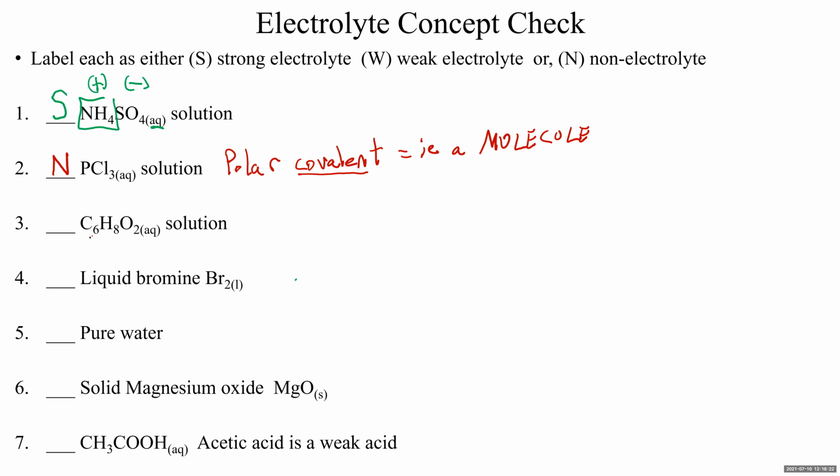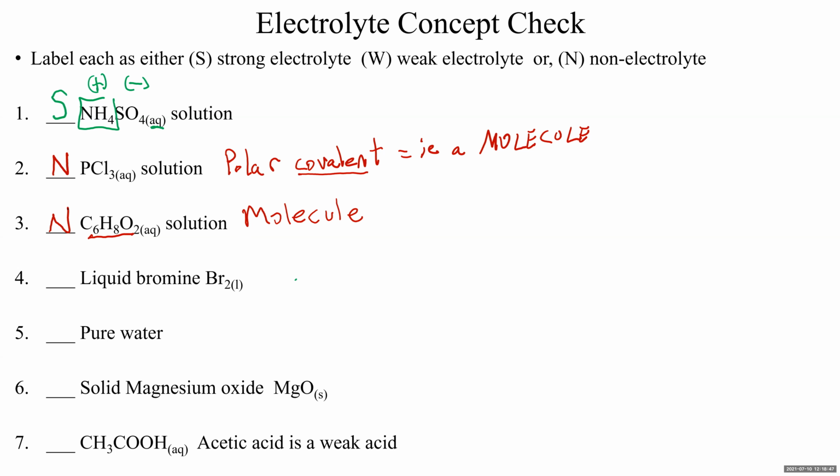How about the next one? Again, what kind of compound do we have here? Again, it's molecular. The fact that it dissolves in water does not mean it's automatically going to dissociate. It dissolves without dissociating. Molecules can dissolve without dissociating. Ionic compounds, on the other hand, can only dissolve through dissociation. So this, again, is going to be a non-electrolyte.